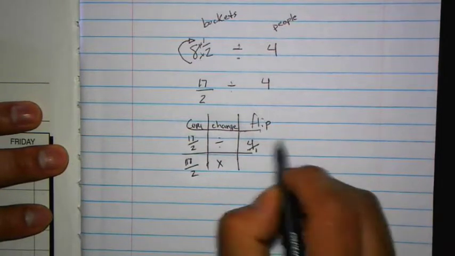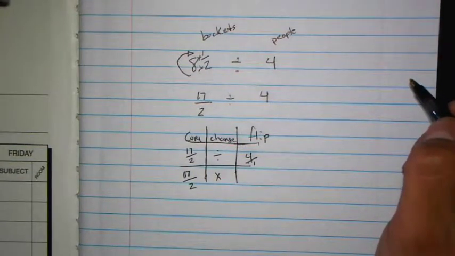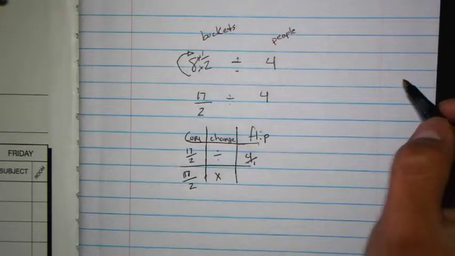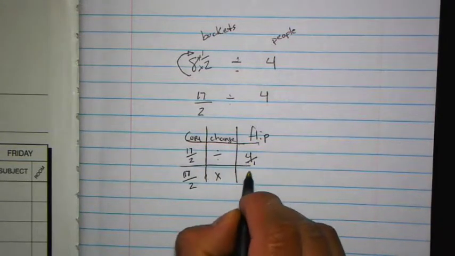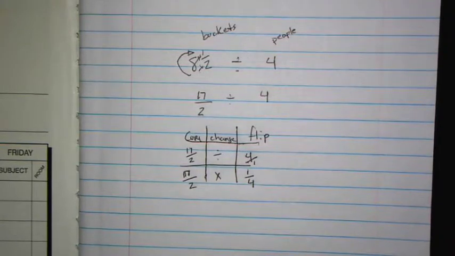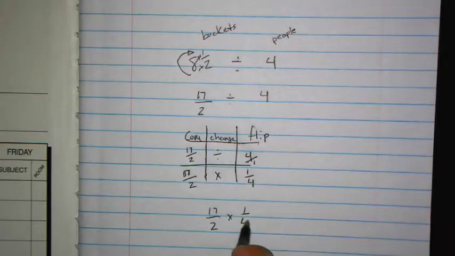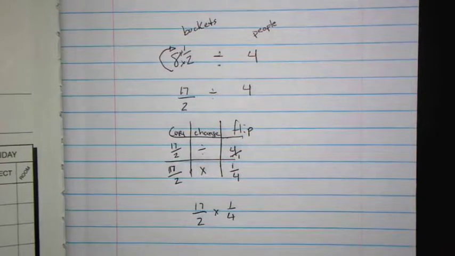over 1. Okay? So I need you guys to remember when you're doing this, that when you're dividing whole numbers by fractions or fractions by whole numbers, you must put the whole number over 1. Okay? So the flip of it would obviously be 1 over 4. Okay? And then you end up with this setup. 17 over 2 times 1 over 4.